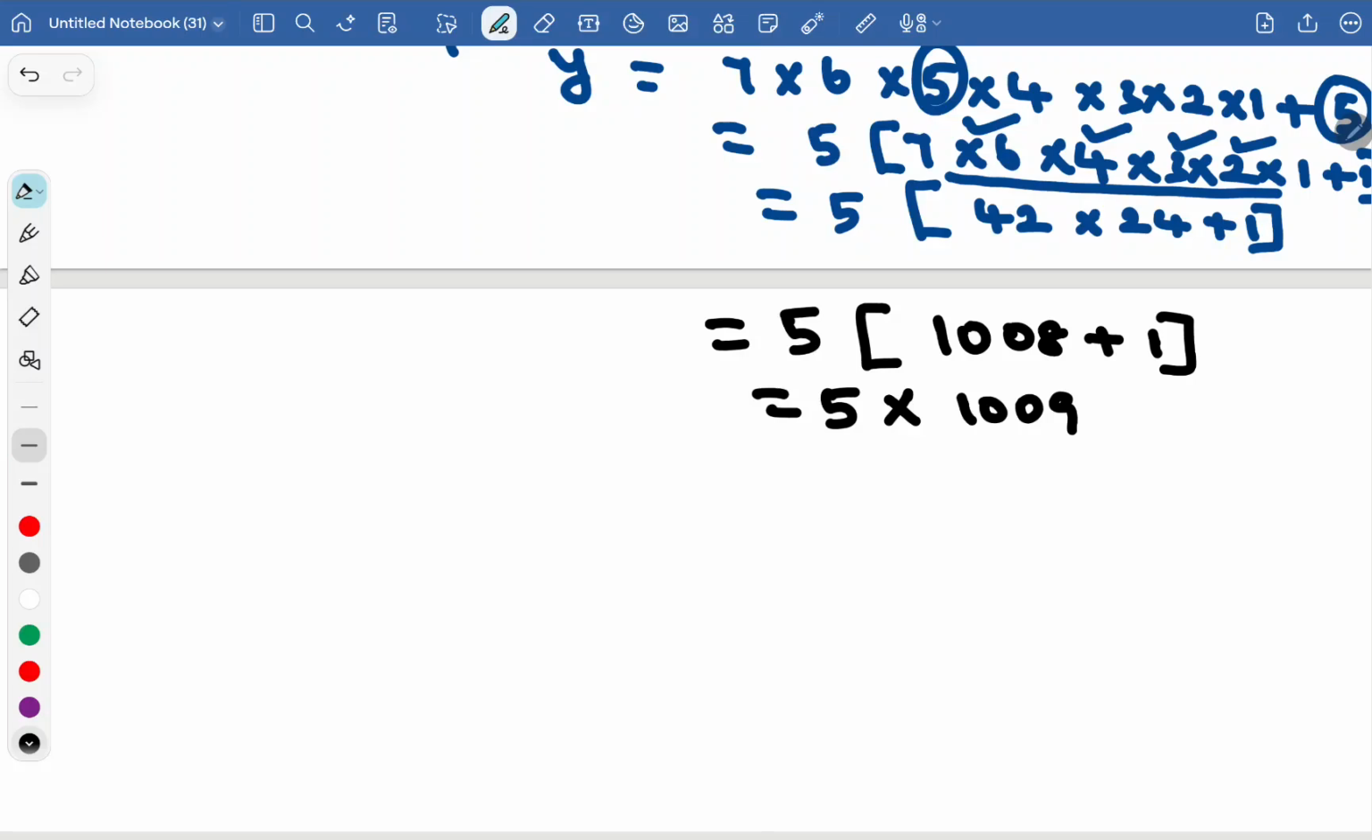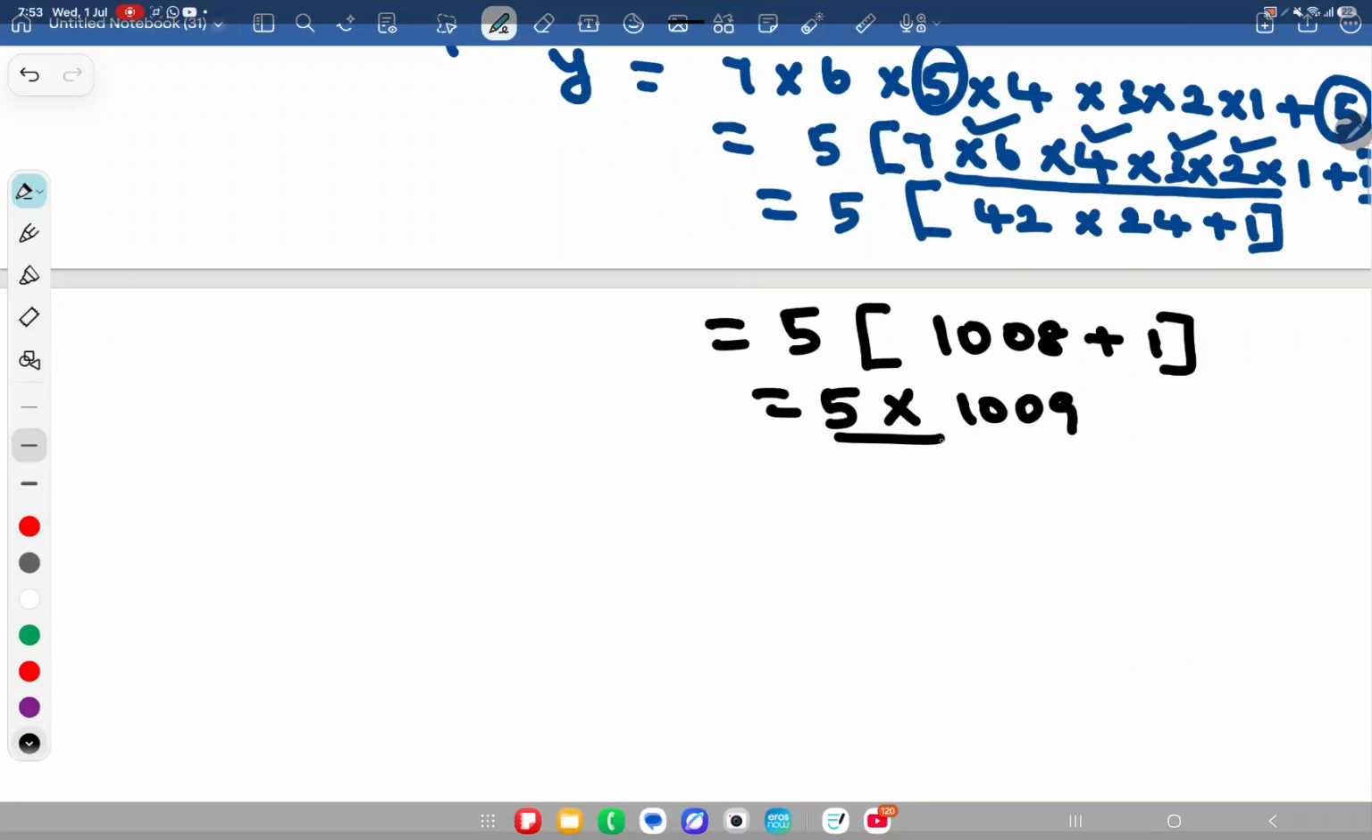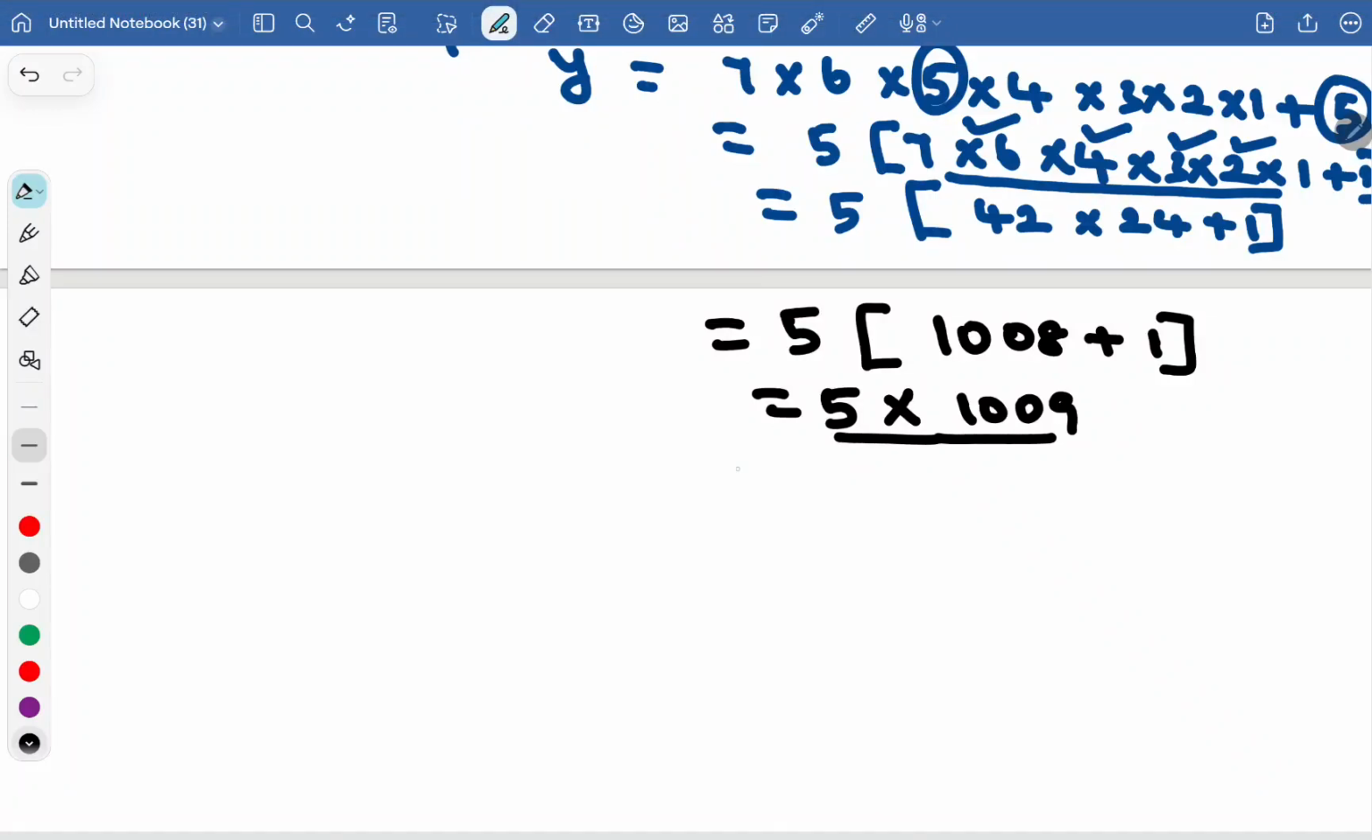Here also I am getting a composite number. Already I informed that a composite number must have more than 2 factors, and a prime number must have exactly 2 factors. More than 2 factors means more than 2, exactly 2 factors means equal to 2. Here for y also I am getting more than 2 factors, that is 5 into 1009.